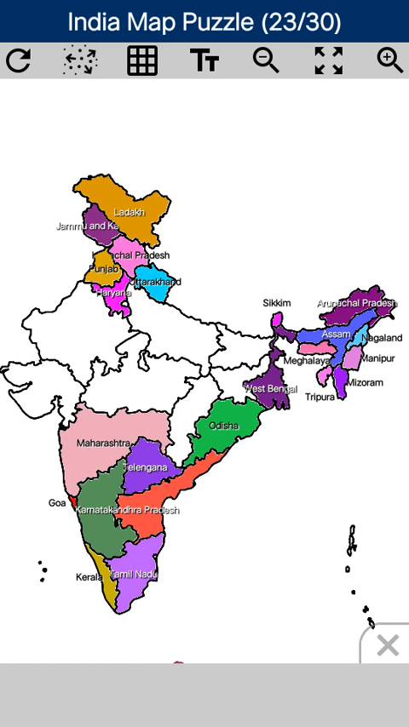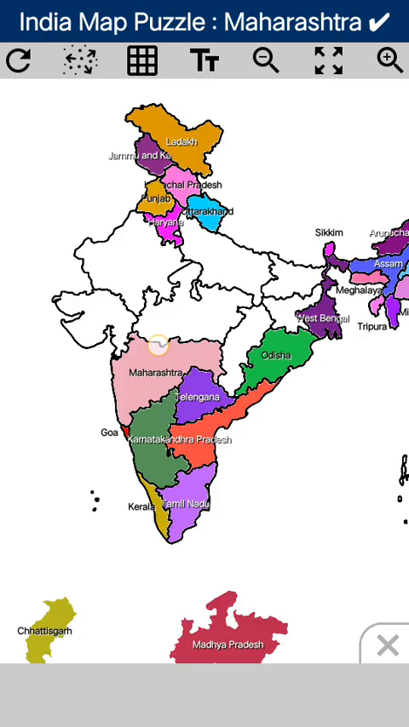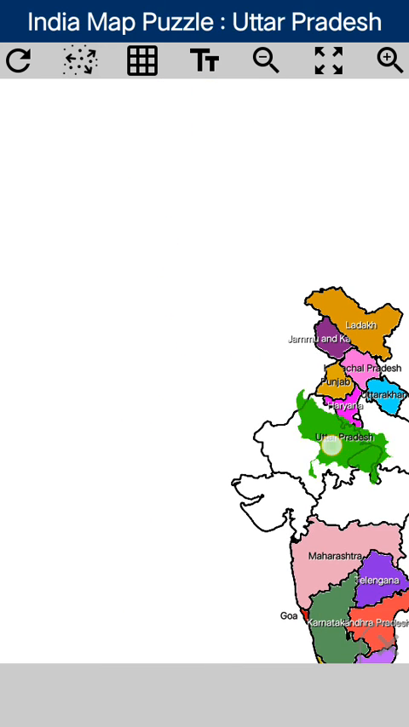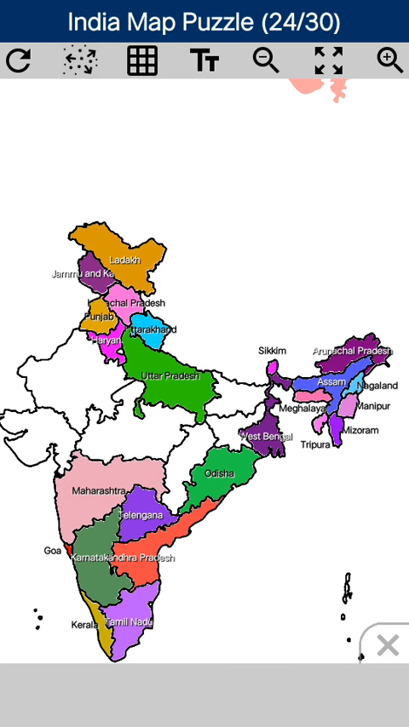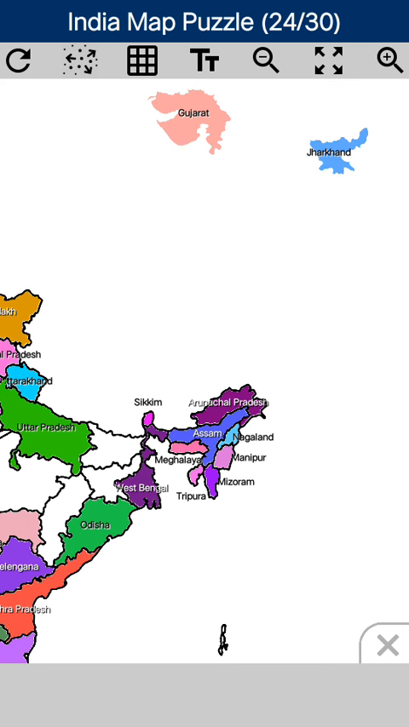Now, this is the big place. What is this? Uttar Pradesh. You definitely know about this. Just fill Uttar Pradesh over here. Then you have heard about Bihari bhai. You have heard about Uttar Bihar. So why Uttar Bihar? Because Bihar is just at the side of Uttar Pradesh.